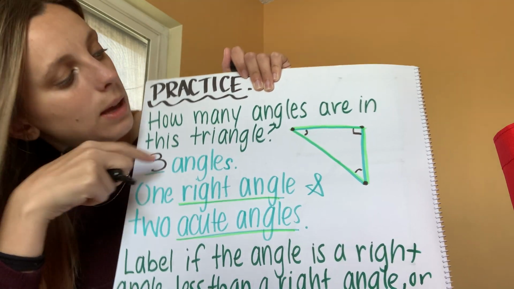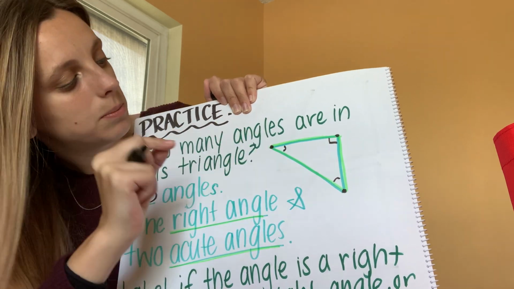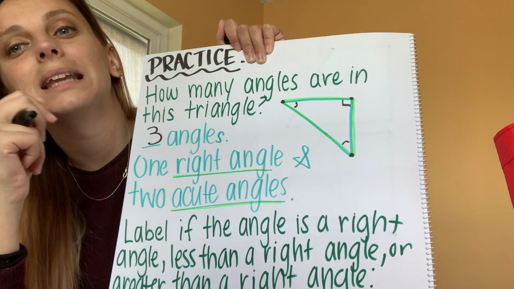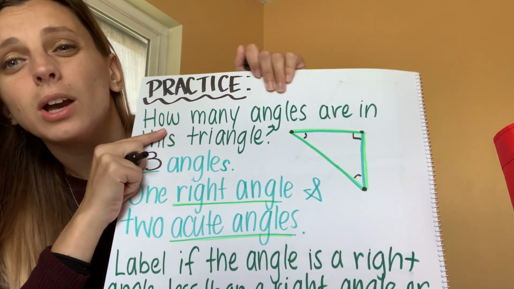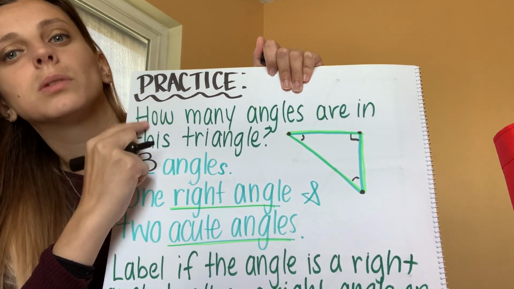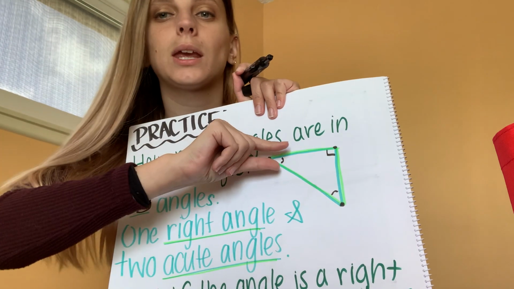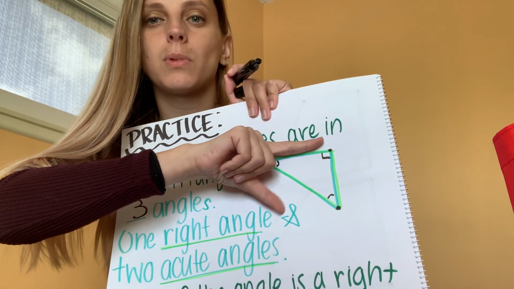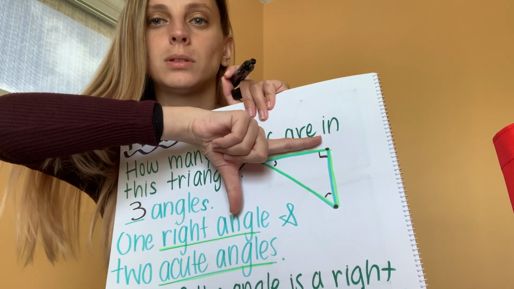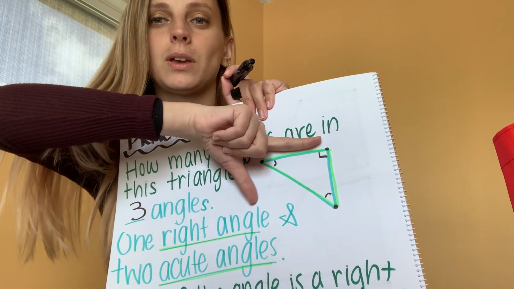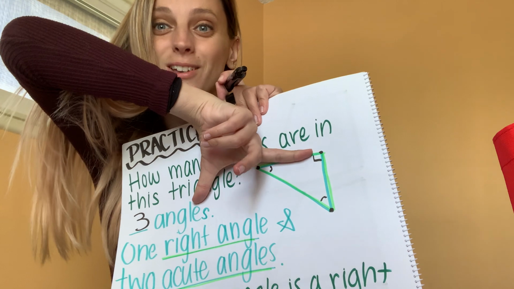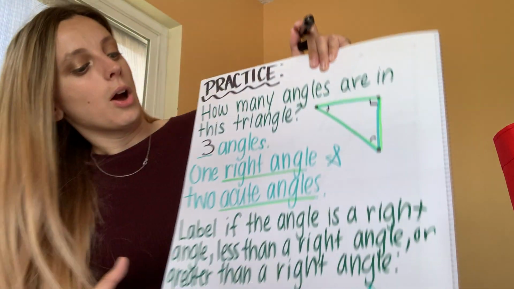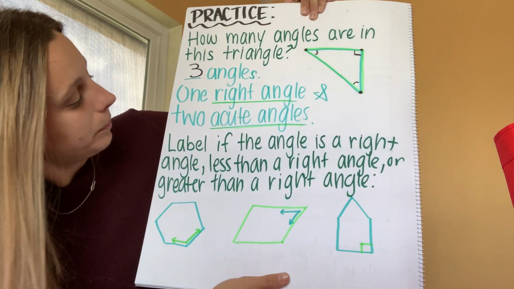One right angle, and these two, because they're small, are two acute angles, or two angles that are less than 90 degrees. And if you're ever not sure if an angle is less or more, you can go ahead and take your hands and kind of measure it with your fingers. Now, if your fingers are smaller than an L shape, then it means it's acute. If your finger wants to go bigger than an L shape, that means it is obtuse. All right, let's try some more problems.